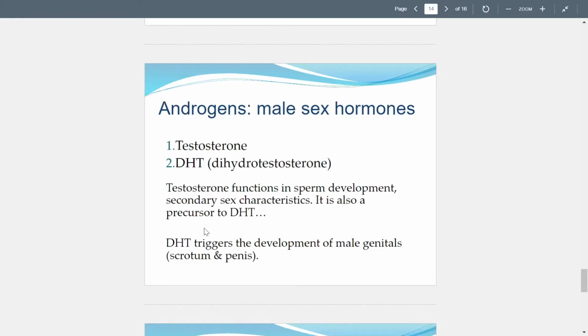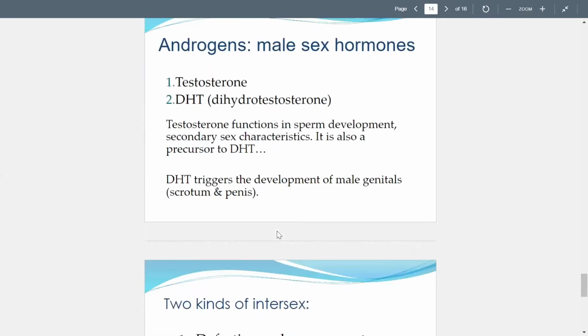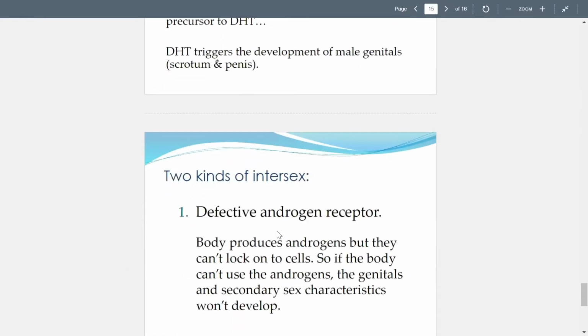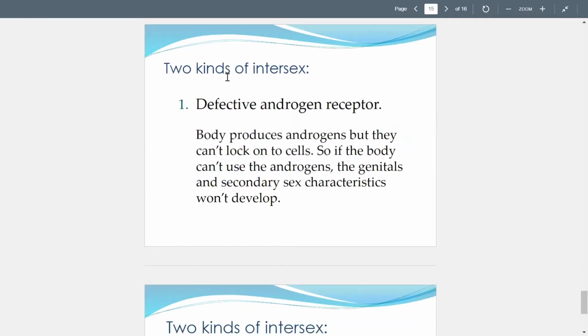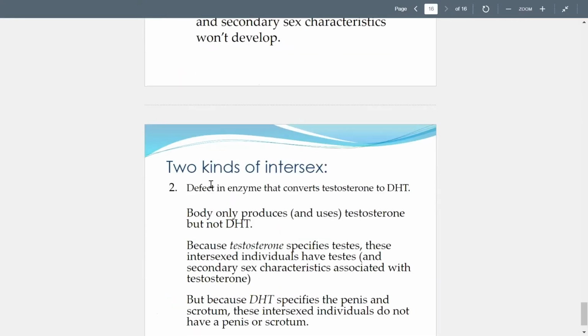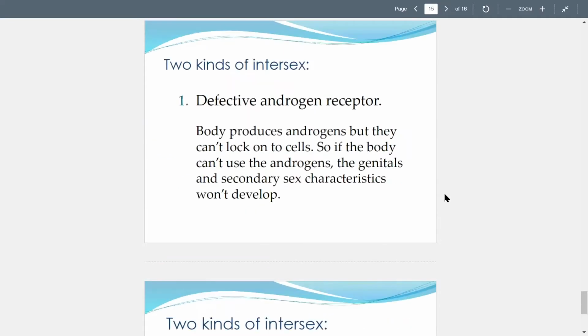And it is a precursor to DHT. What this means is that DHT triggers the development of male genitals, right? But testosterone needs to be present for DHT to actually work, or be triggered, if you will. And then there are 2 kinds of intersex: the defective androgen receptor, and the defect in the enzyme that converts testosterone to DHT.